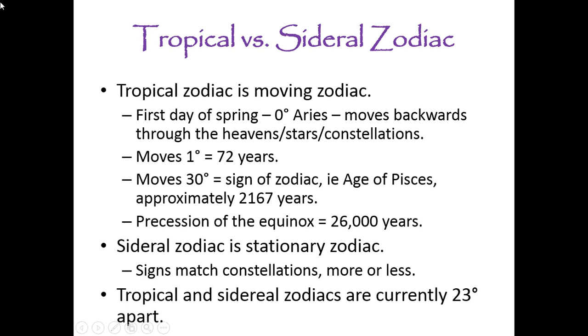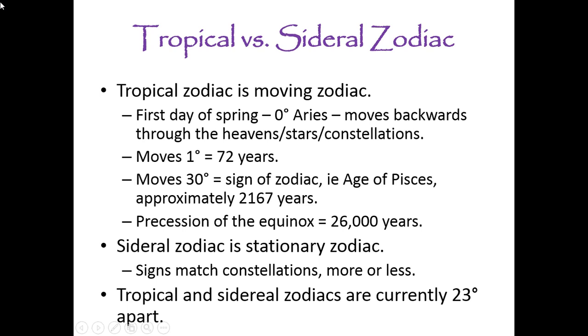And so most of us again all agree that we're leaving the age of Pisces and moving into the age of Aquarius. And that first day of spring more or less matches up to those constellations, but none of the 12 constellations follow exactly 30 degrees. Some are less, some are more. The sidereal zodiac we call the stationary zodiac because the signs match the constellations more or less. Again, those constellations are not exactly 30 degrees along the ecliptic. Some take up more space, some take up less.